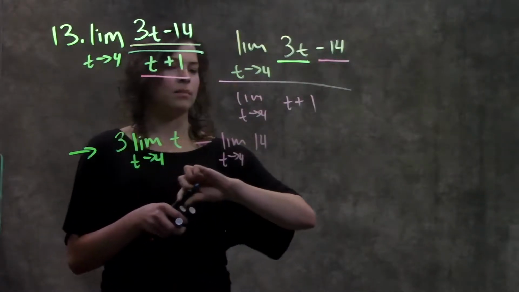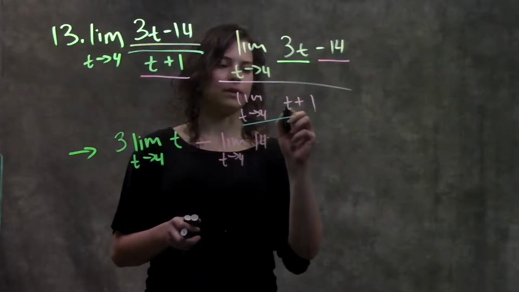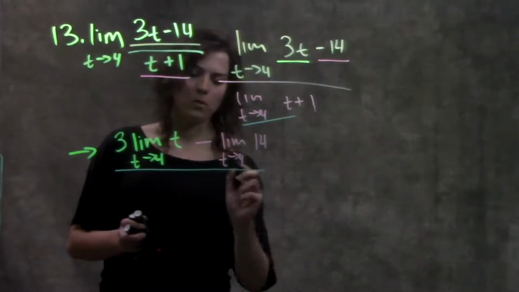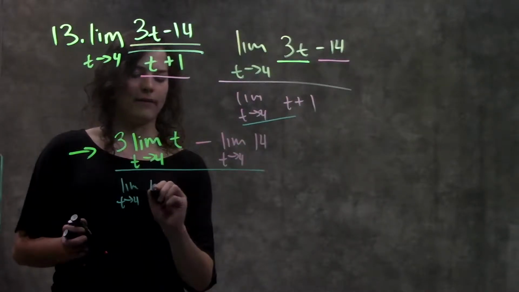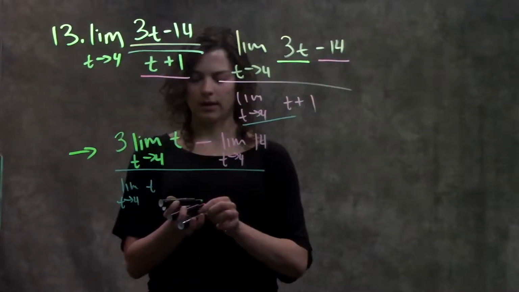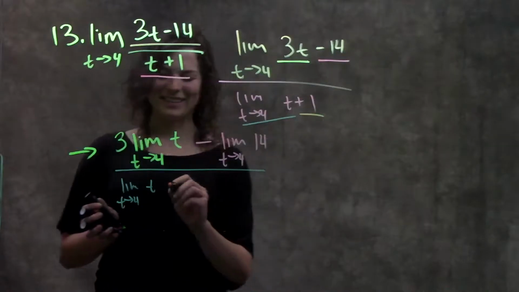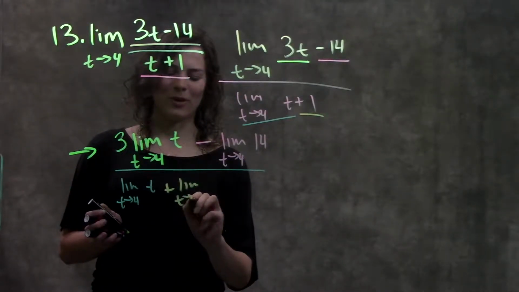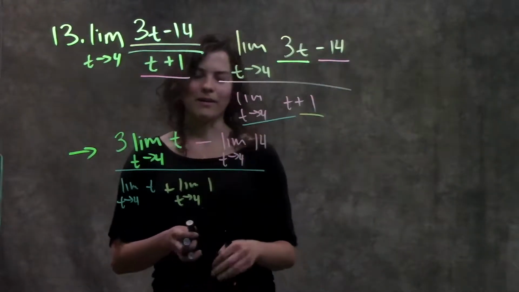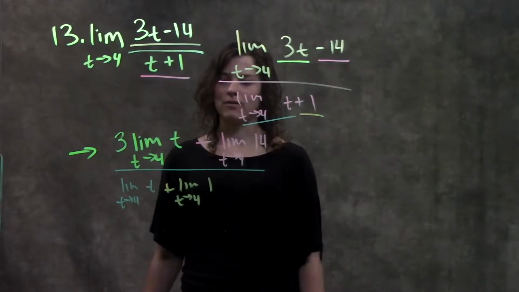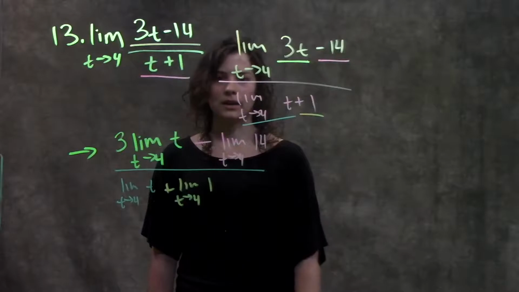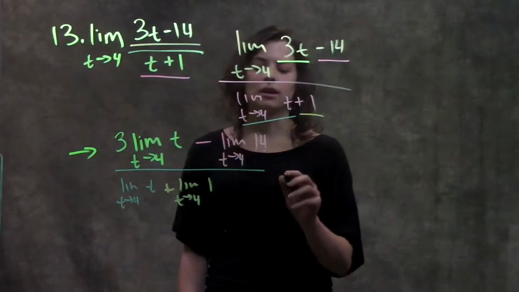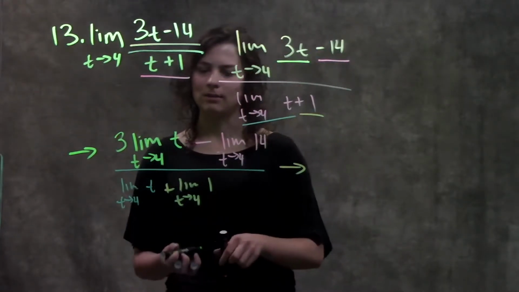Now on the bottom, I do the same thing. I separate out the t and the plus 1, divided by the limit as t approaches 4 of t. What color have I not used? This one. Plus the limit as t approaches 4 of 1. Looking at this function that I have now, I have a bunch of tinier functions, and there's not really anything else I can separate out. So I'm going to go ahead and solve my limit this way, see what I get.